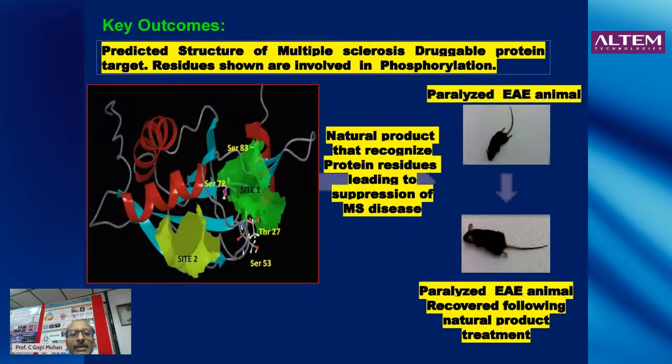biotherapeutics. Here is a predicted structure of this particular druggable protein, and we identified a natural product that recognizes the protein residues. We tested it in an animal model, the paralyzed EAE animal model. After treatment with the natural product, the small molecule which we identified computationally, the animal started running.